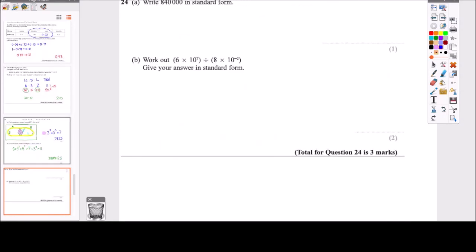Question 24. So, standard form. The first number's always got to be between 1 and 10. So where would you put a decimal point in this number to get a number between 1 and 10? Well, it would be between the 8 and the 4 to get 8.4. And then it's always times 10 to a power. And because this is a big number, we know that power is going to be a positive number.